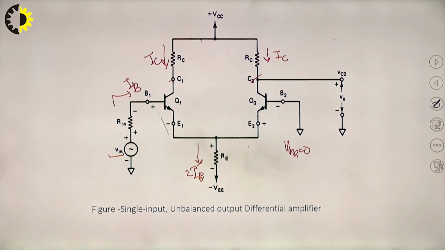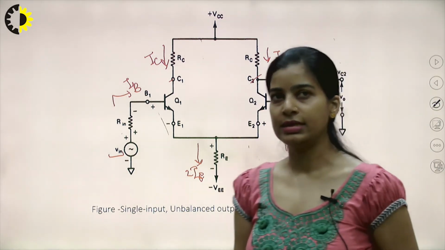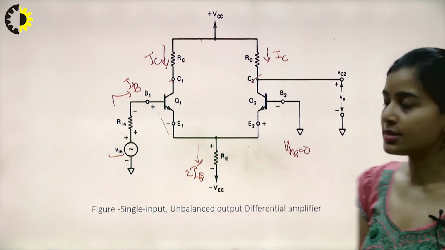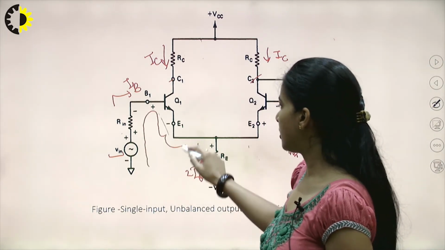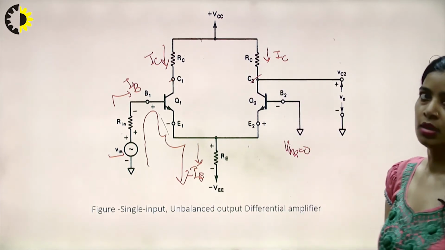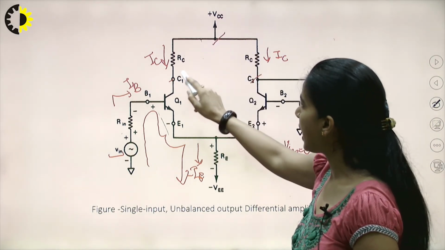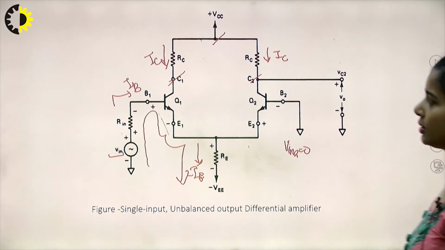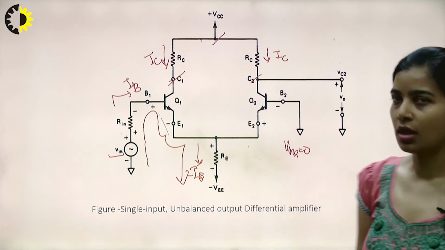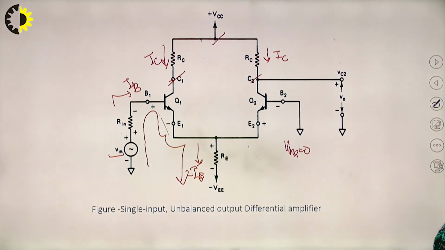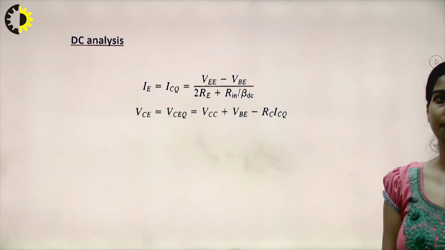So with this circuit we need to do its DC analysis as well as AC analysis. When we do its DC analysis, you can see the base emitter loop is the same, and in the collector branch with VCC, RC and the collector, there is no change in the circuit. The only change is that we are measuring output from collector to ground, not between the two collectors. So in DC analysis we will again get the same expressions.